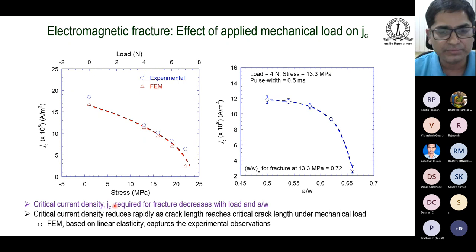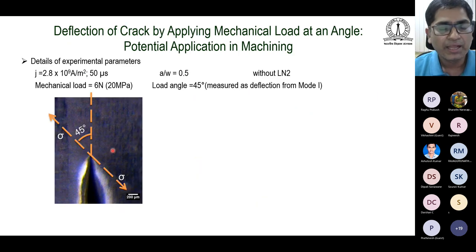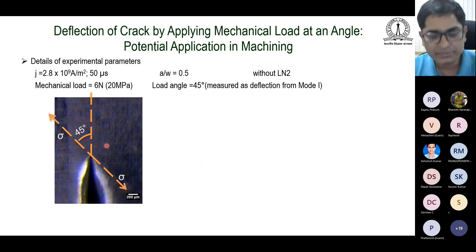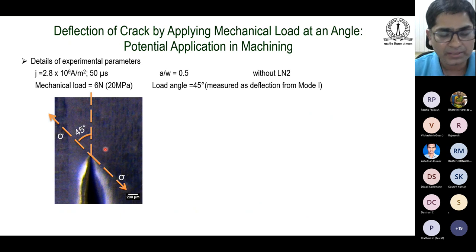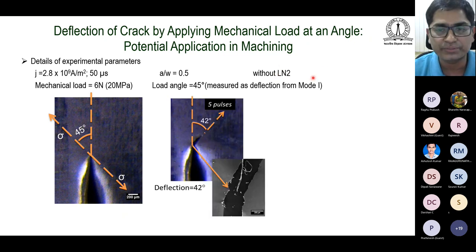We understand some of this, that we can predict things from FEM and we can see those same things in the experiments. Then another thing that we got interested in is what will happen if I apply the mechanical load at an angle. For example, we are applying at about 45 degrees. And all of these experiments were done without liquid nitrogen. So these are all at room temperature.